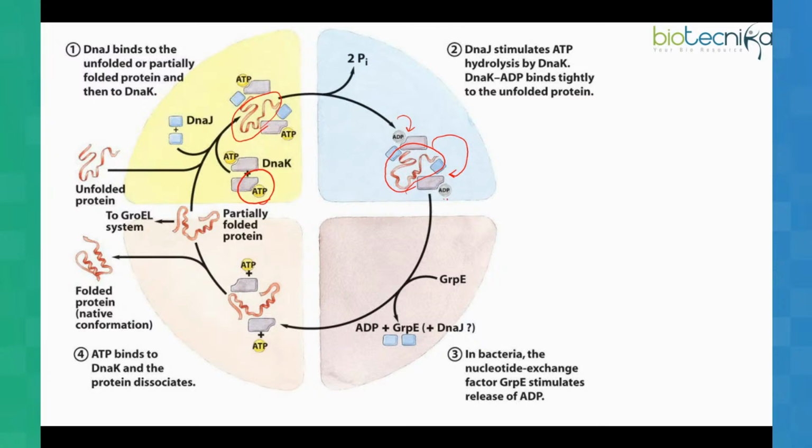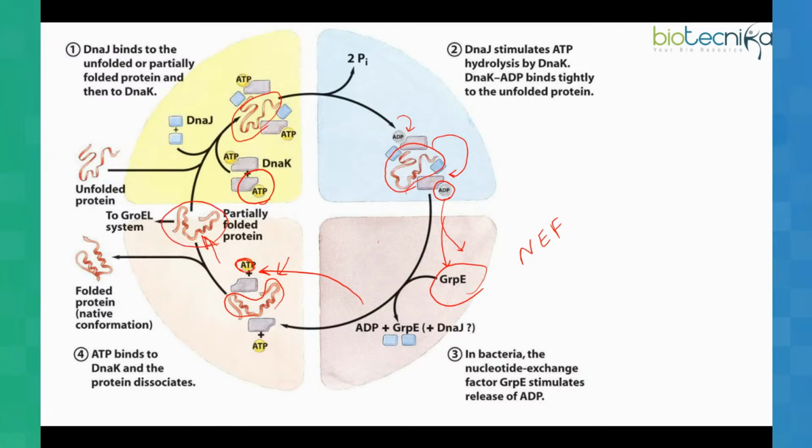But this ADP has to be replaced with ATP so that the DNA-K can dissociate from the folded protein, because it can't remain associated with the folded protein. So for dissociating, it has to be replaced again with ATP. In this process, ADP is lost and ATP is added. This is done by a nucleotide exchange factor protein, which in bacteria is called GRPE. After the ATP binding, the protein is released.